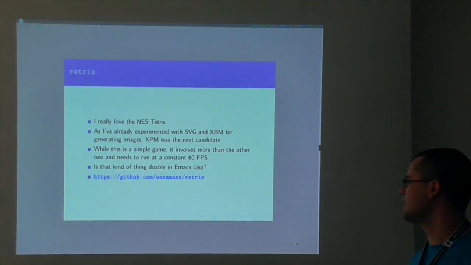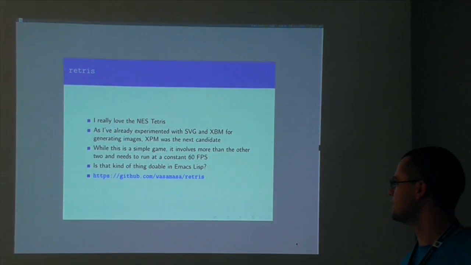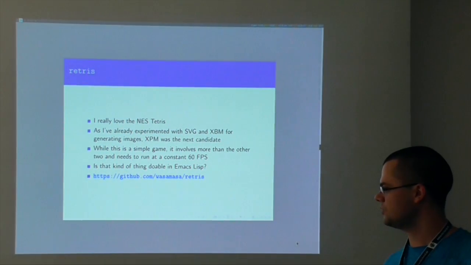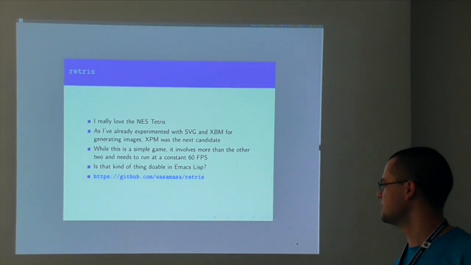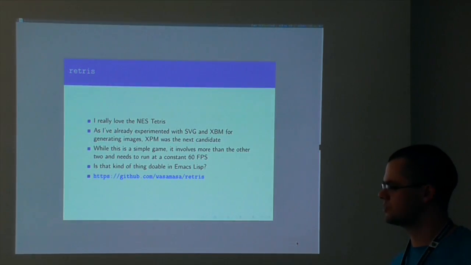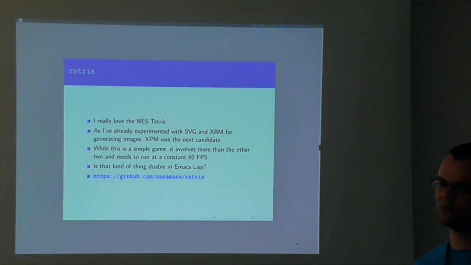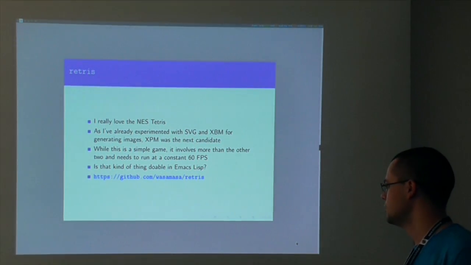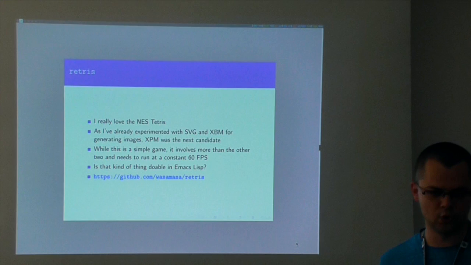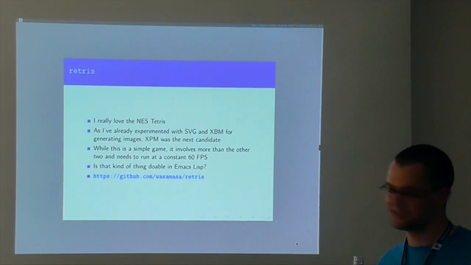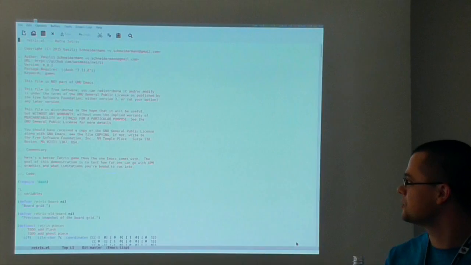So this is a relatively simple game, but it involves a bit more work, because it needs to run at a constant 60 FPS to work well at all. So I'm wondering whether this kind of thing is doable in Emacs Lisp at all, and I put it on GitHub too. This is, unlike the other two, an incomplete version of it. I have in fact not committed the one I'm going to show now, but it should work if you know what you're doing. So to answer the question, yes, you can actually do something useful with it.